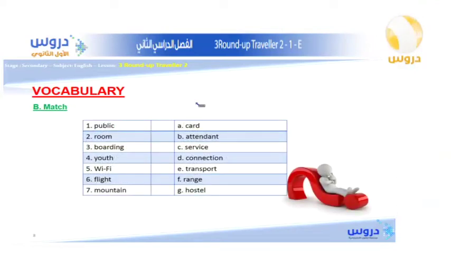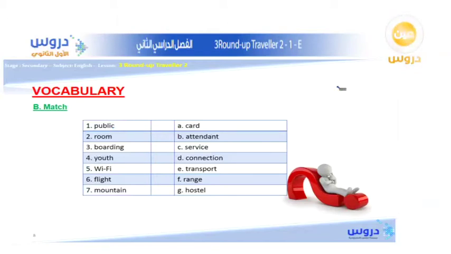Okay, it's related with vocabulary also. You have to match here. We can call it collocation, and you have to match between these words. There's kind of connection here. So public what? Public card, public attendant, public service, connection, transport, range, hostel. So everyone has its own collocation.